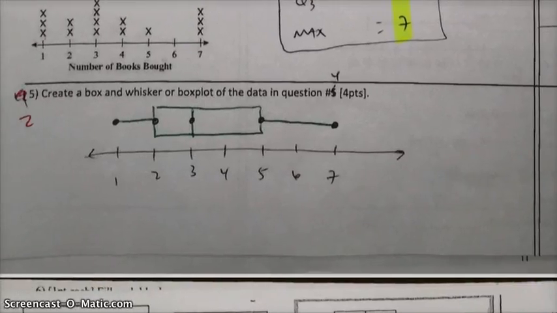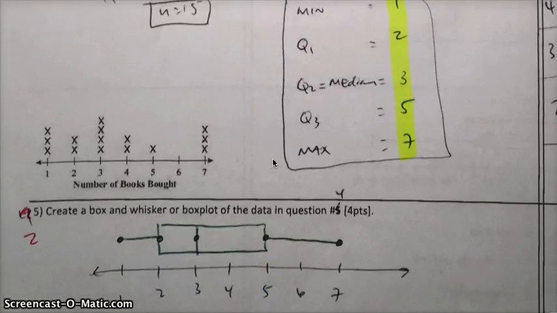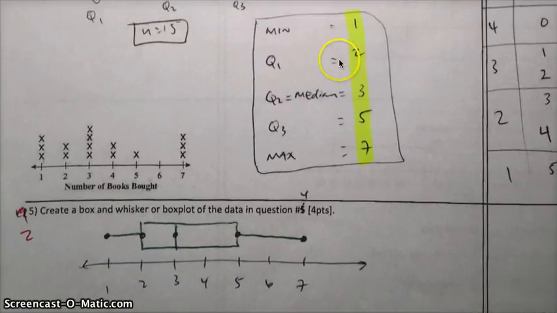Question number 5. Create a box and whisker plot of the data set above. So zoom in a little bit. So here I'm just going to take these numbers 1, 2, 3, 5, 7 and create a number line 1, 2, 3, 4, 5, 6, 7, and I'm going to put a dot at 1. That's my minimum. Another dot at my maximum. I'm going to put a dot at 2, 3, and 5. There they are.